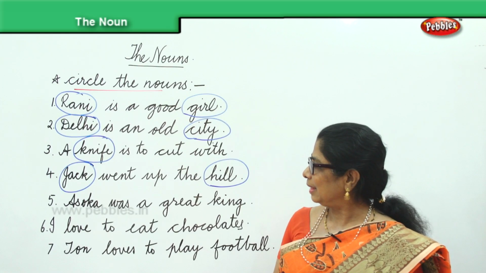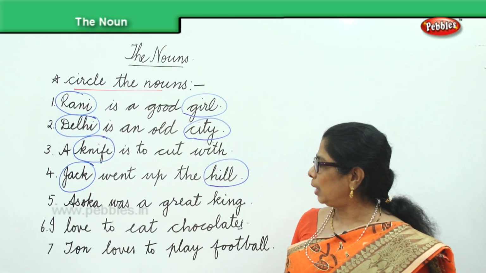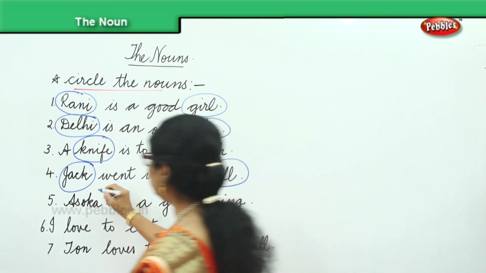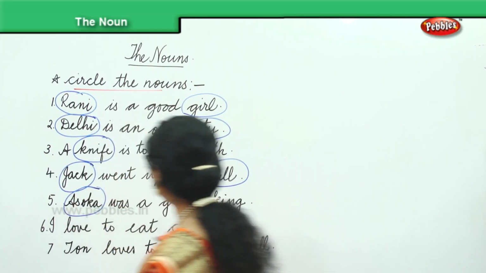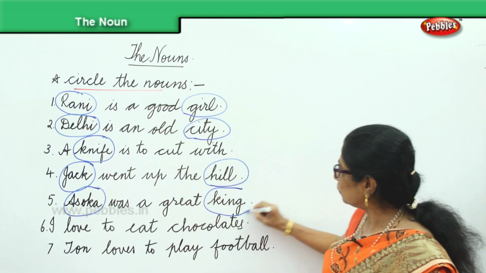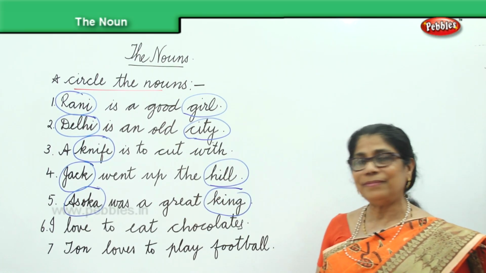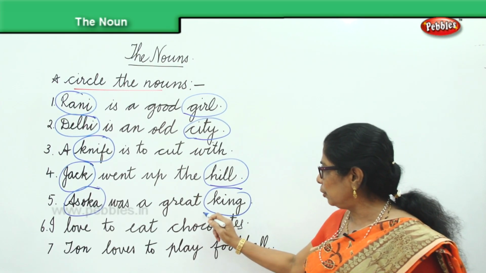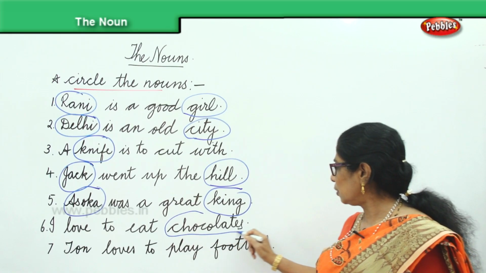What else? Now, fifth one. Ashoka was a great king. Ashoka is a noun. Good. Then what else? There was a great king. King is also a noun. I love to eat chocolates. Chocolates is a noun. Very good.